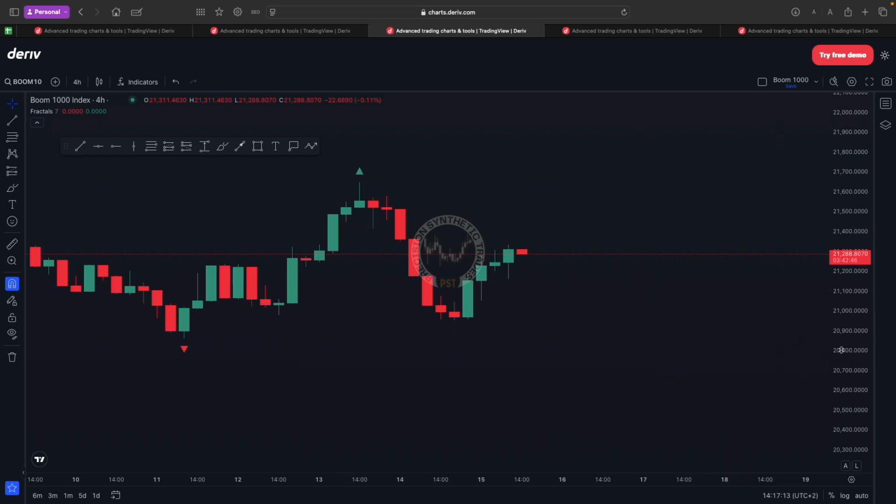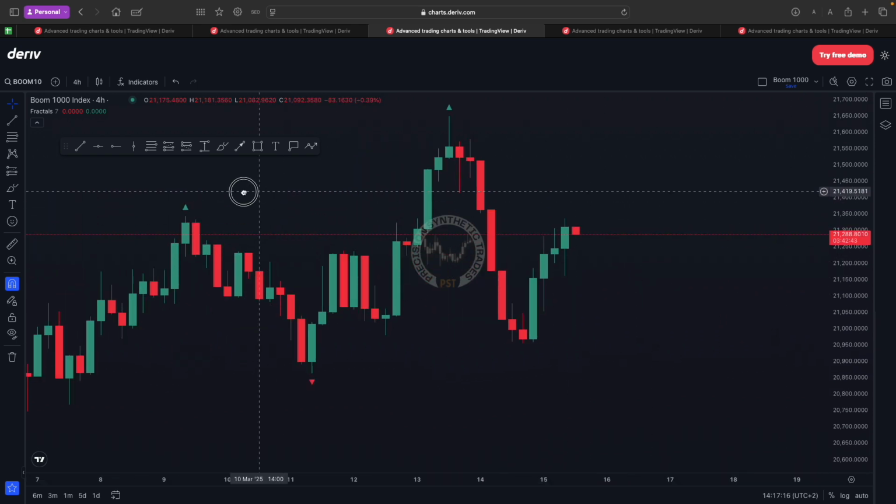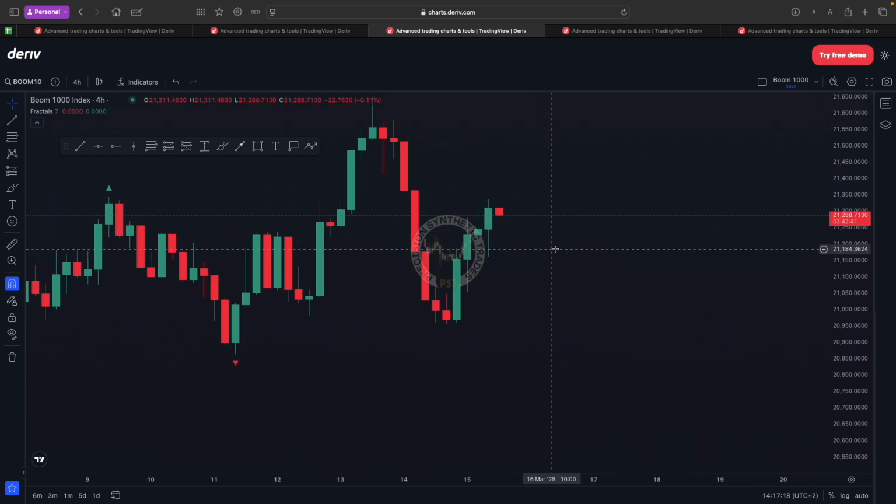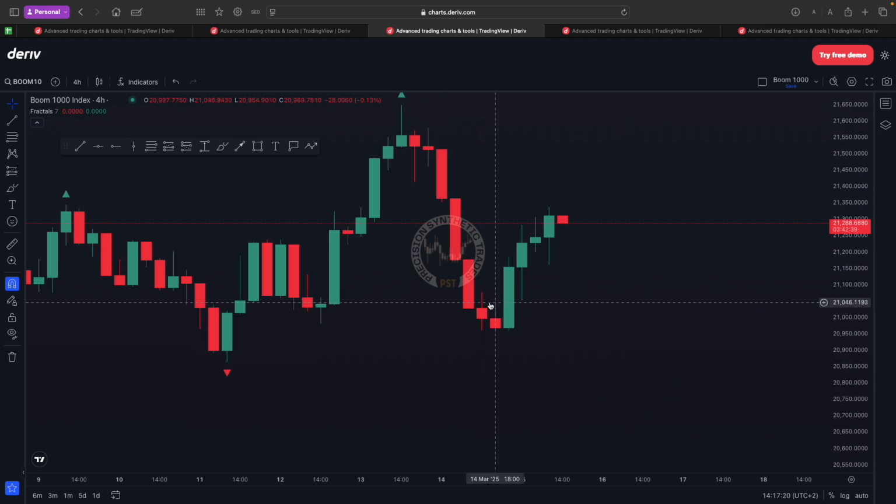All right, so here we are on Boom 1000, 4-hour again. As you can see, here's a red candle. This candle closed above this red candle. So now this is where the candle closed.